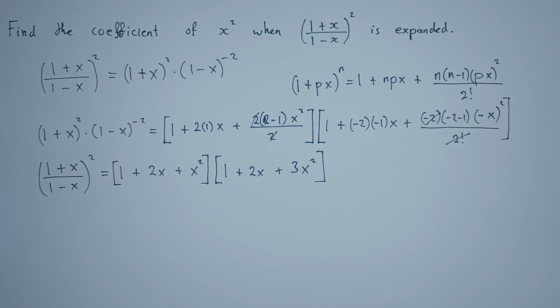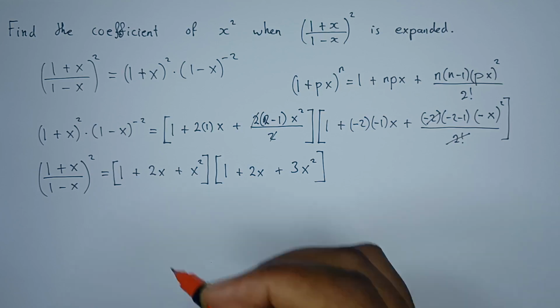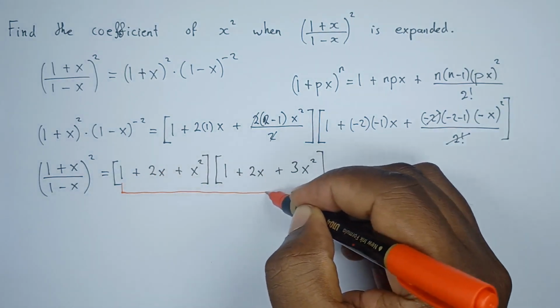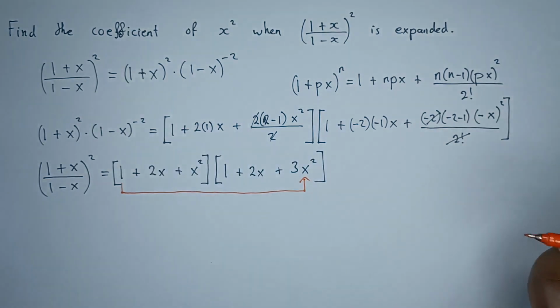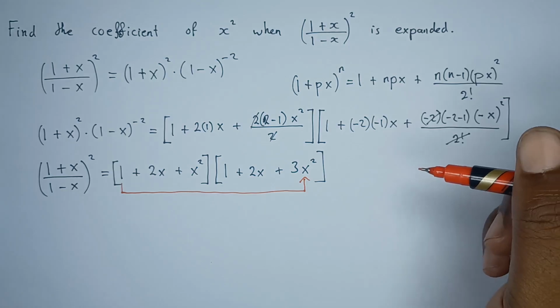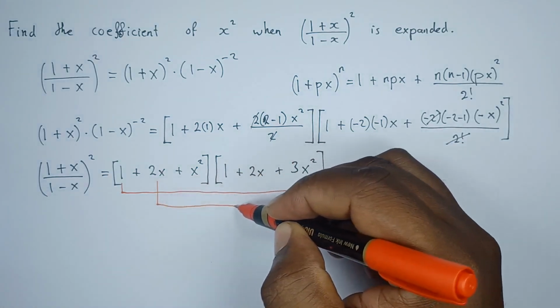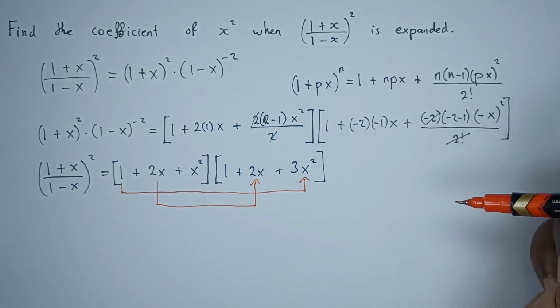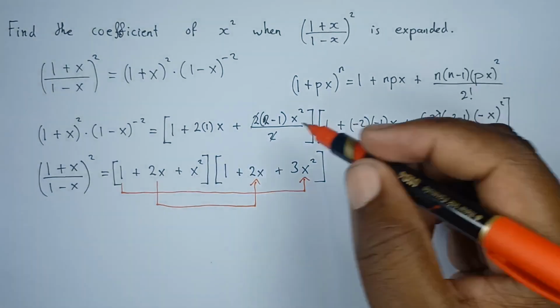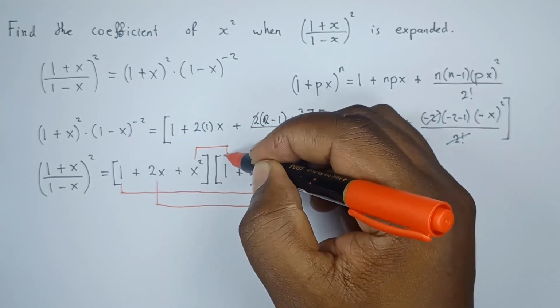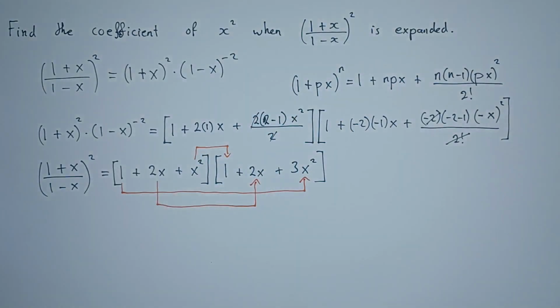So now we are looking for the coefficient of x squared. It's important to note that since we're expanding these two, we have to multiply this bracket times this bracket, but the whole expansion is not necessary. How do we get x to the power 2? If we multiply 1 times this, we get an expression with x squared. Also, if I multiply x times this, I get an expression with x squared. And if I multiply this with this, I also get x squared.